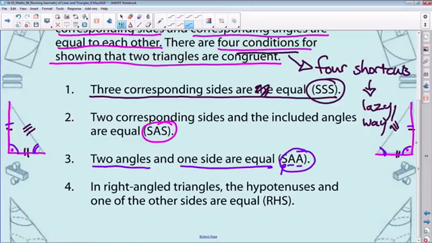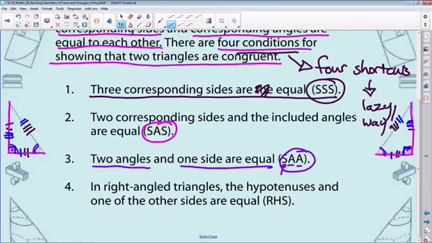And lastly, my favorite one, in a right angle triangle, because we already know it has a right angle and you have to use Pythagoras, you just need to know that it has a right angle and the hypotenuse is the same. There we go. And it has another side that's the same. And then automatically this side would be the same as this one over here.